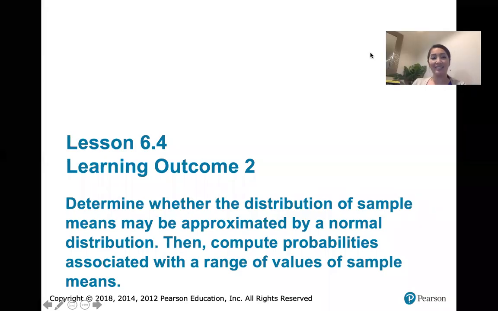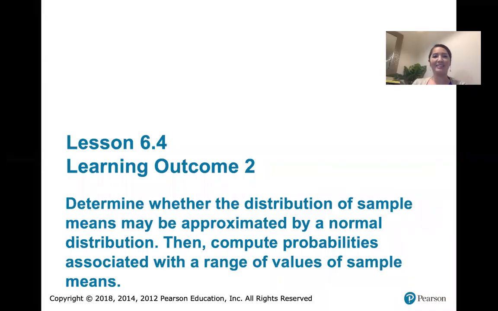In this video, we discuss learning outcome number 2 for lesson 6.4, which is all about applications of the central limit theorem. Basically, we're going to want to determine whether the distribution of sample means may be approximated by a normal distribution, and then if a distribution of sample means may be approximated by a normal distribution, we'll want to compute probabilities associated with a range of values for sample means.